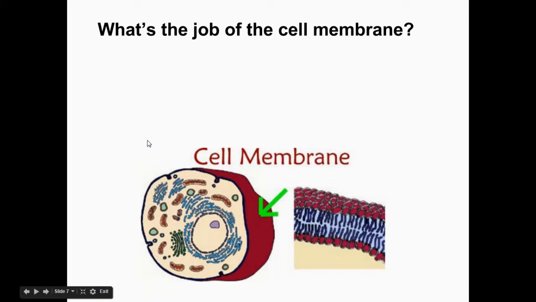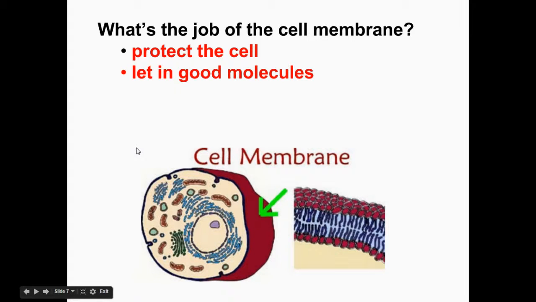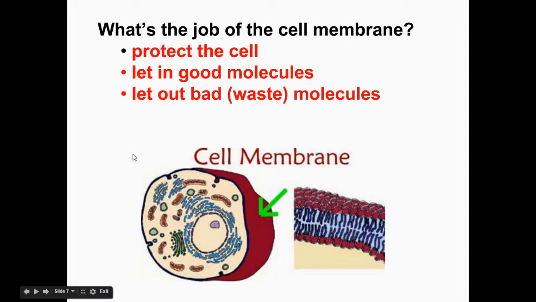All right, now you're back. Well, you should know now that the job of the cell membrane is to protect the cell. It's also to let in good molecules and let out bad molecules or waste molecules. Because a cell membrane really isn't totally solid. It has little holes in it. It really is kind of more like a net, and it can let things through that are small enough.